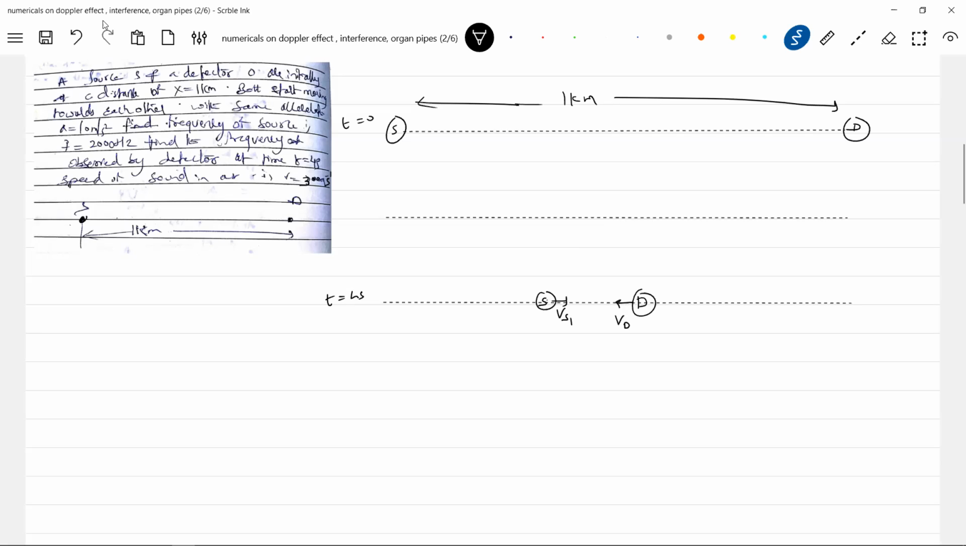When should it have been generated? Somewhere, at some instant of time, the source, when somewhere here, it would have been generated. And the detector will be somewhere here. Okay, now the wave will be generated, and the wave will propagate, and it will be detected at t equal to 4 seconds.